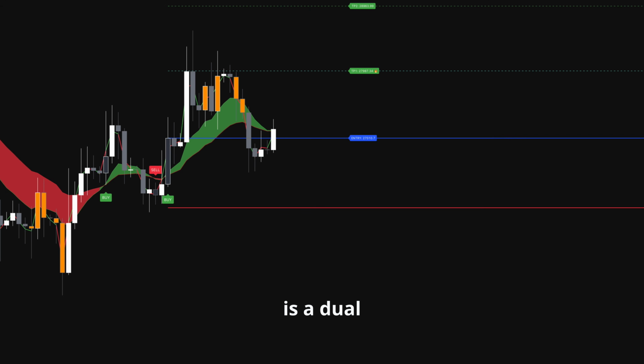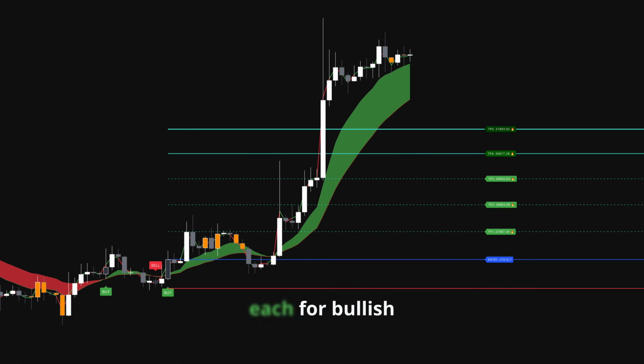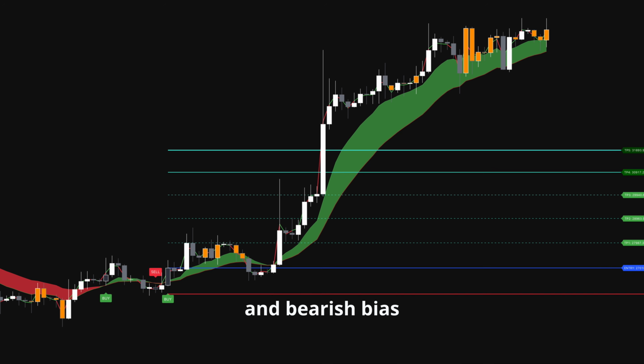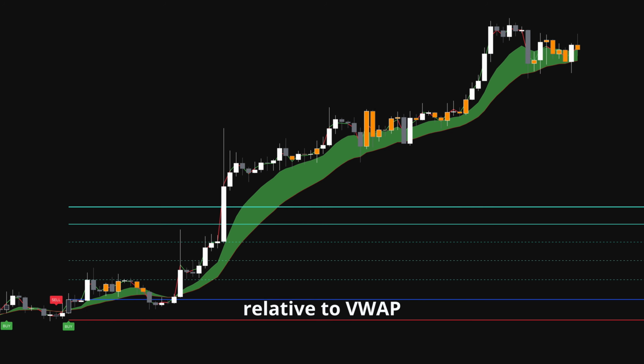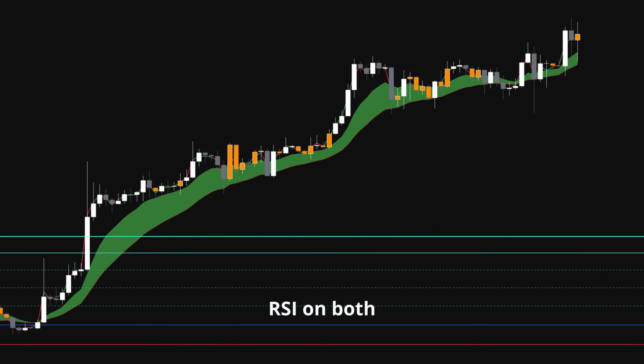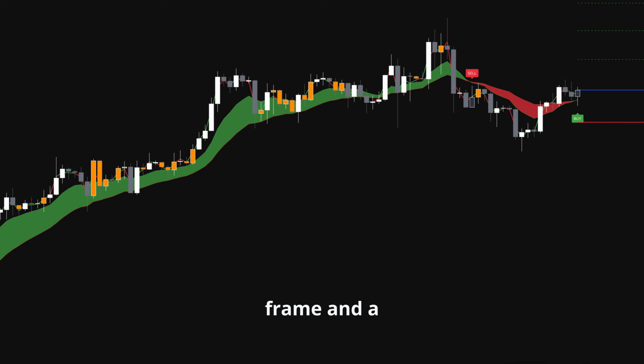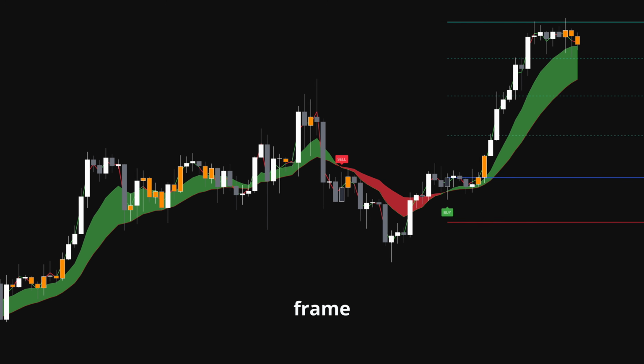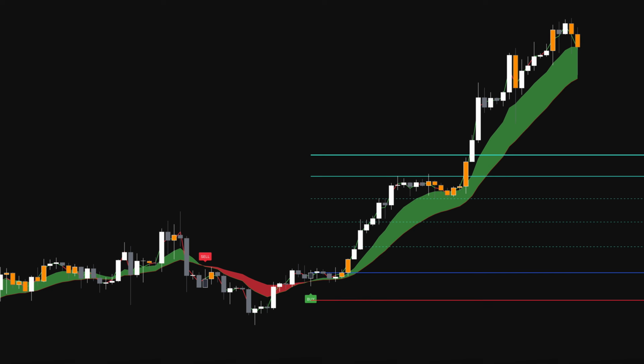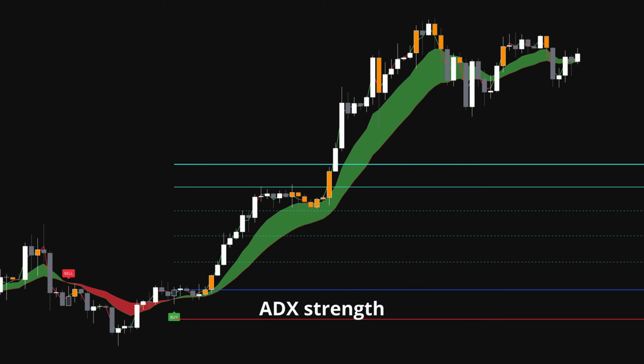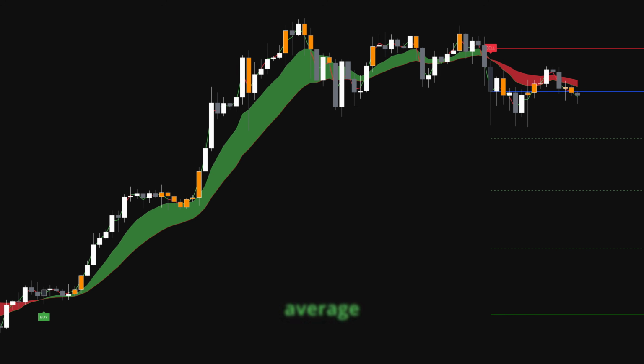Layered on top is a dual scoring system built from 7 conditions each for bullish and bearish bias, including price position relative to VWAP, RSI on both the current time frame and a hard-coded 5-minute time frame, MACD line direction, EMA alignment, ADX strength, and volume relative to its 20-period average.